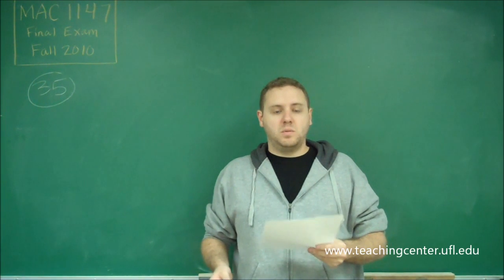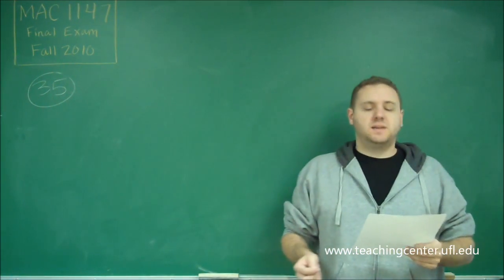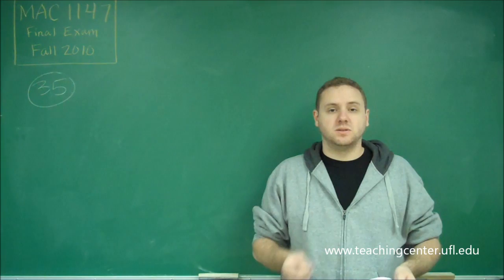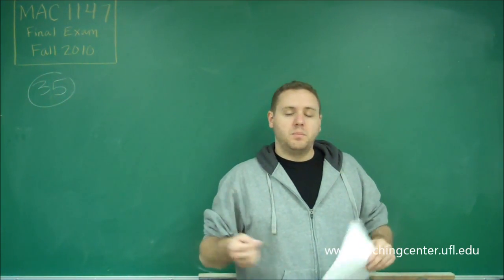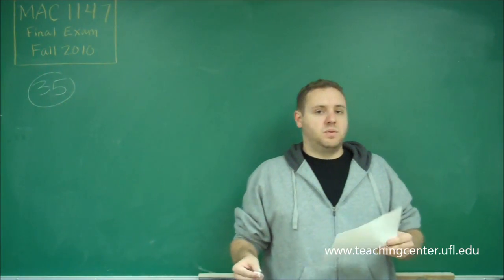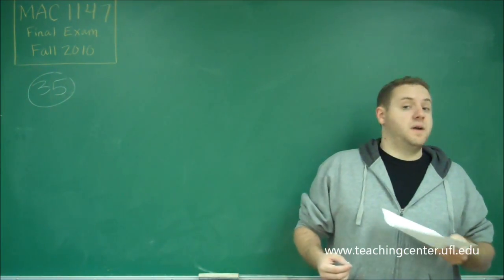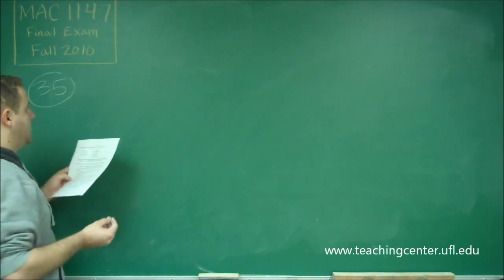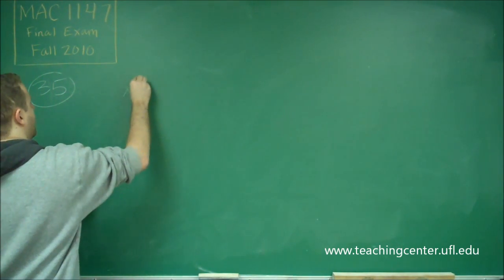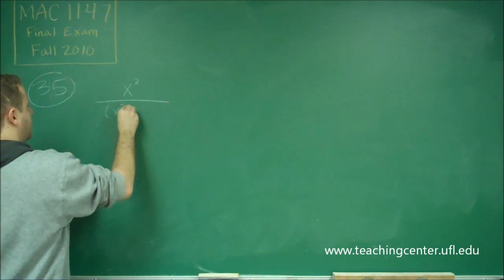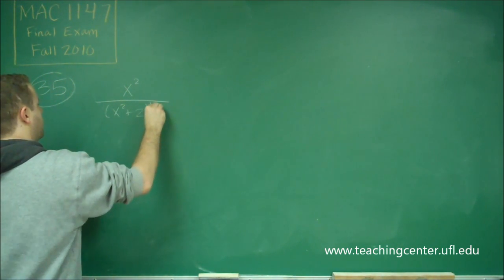Okay, for our last problem, number 35, we again need to simplify a rational expression, except this one's a little bit more difficult than the last one because it involves some fractional powers. But again, like the previous problem, instead of writing the negative exponents, I'm going to rewrite the problem as fractions. So the first term, instead of writing that as the negative exponent, I'm going to write that as x squared divided by x squared plus 2 to the 1/2.